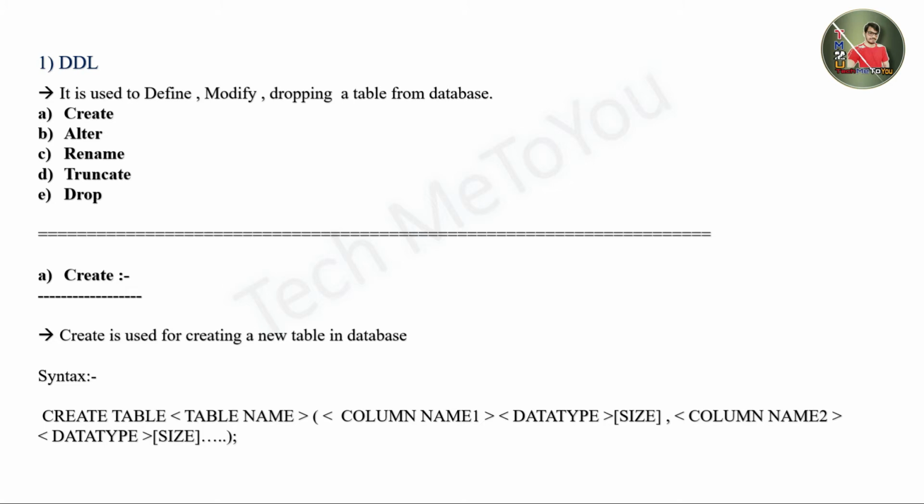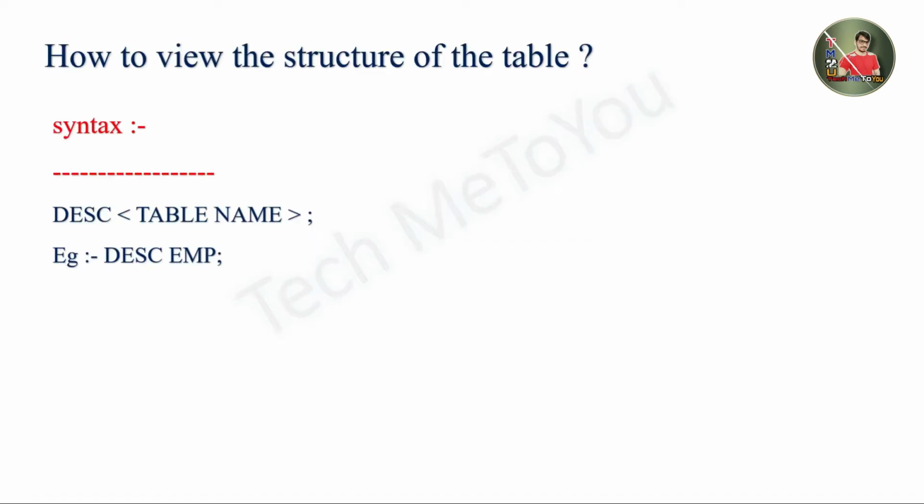The syntax for the create command is create table. Create and table are both keywords, and then the table name, and within the parenthesis give the column name, data type, and within the brackets give the size of the column. If there is more than one column, they should be separated by commas. At last, close the parenthesis and put a semicolon to end the command. We will see this command practically in the SQL command line.